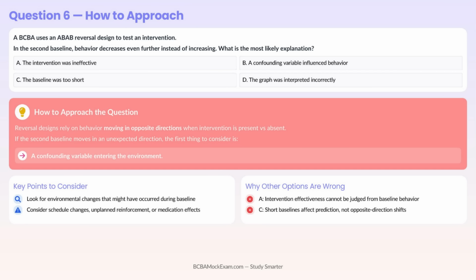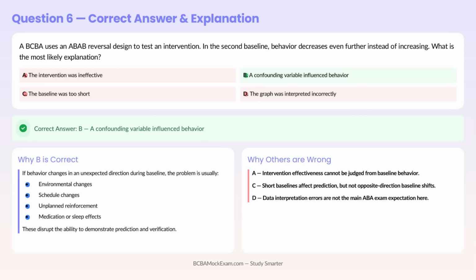These kinds of shifts disrupt prediction and verification because the pattern no longer reflects only the presence or absence of the intervention. A short baseline might affect how well you can predict trends, but it does not explain a baseline moving in the opposite direction. Thinking this way keeps the reasoning simple and focused on environmental changes. The correct answer is B, a confounding variable influenced behavior.